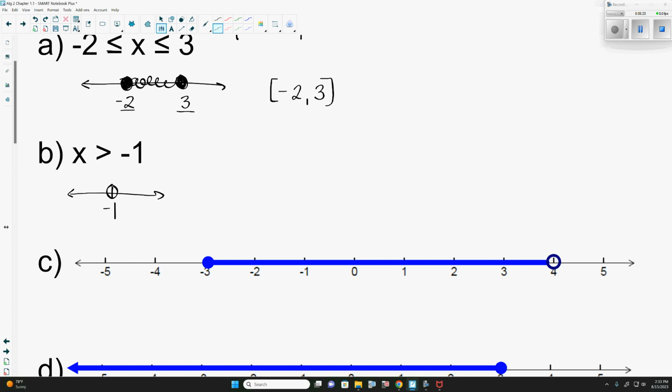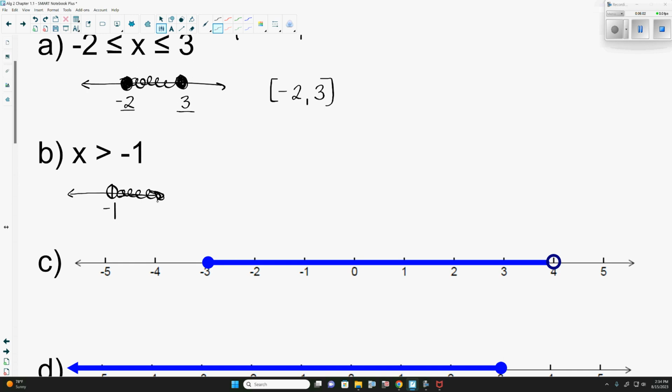Now, would we shade to the left or to the right? Right. Yeah, no, it is right. Oh, wait, I went this way. Yeah, I don't know why. You're right, but you're facing the board, so it's the other way around. Because we are going greater than, so it is to the right of -1. So all these values going this way.